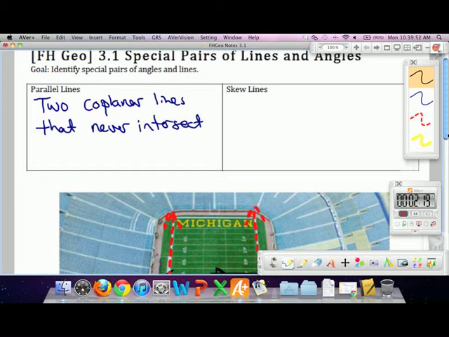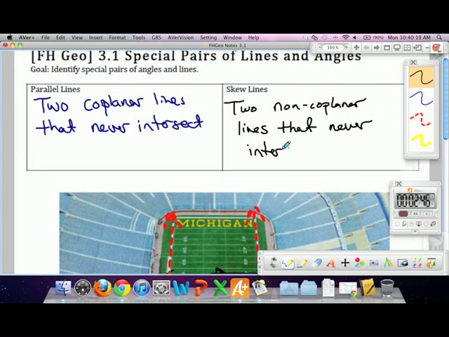Skew lines are lines that also don't intersect, but they do it in a different fashion. Skew lines are two non-coplanar lines that never intersect. Skew lines aren't on the same plane. So that means they're like above or below. That means they're moving in completely different directions.